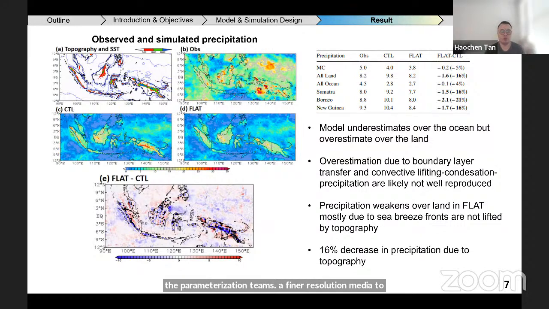Compared with the control, the precipitation in the flat experiment weakens over the elevated parts of Sumatra and New Guinea Island. Over these regions, the precipitation is not enhanced by the cumulus merger process because the sea breezes that converge from the coasts towards the center of each island are not lifted by the topography in the flat experiment. As a result, the precipitation without topography decreases by 16%.